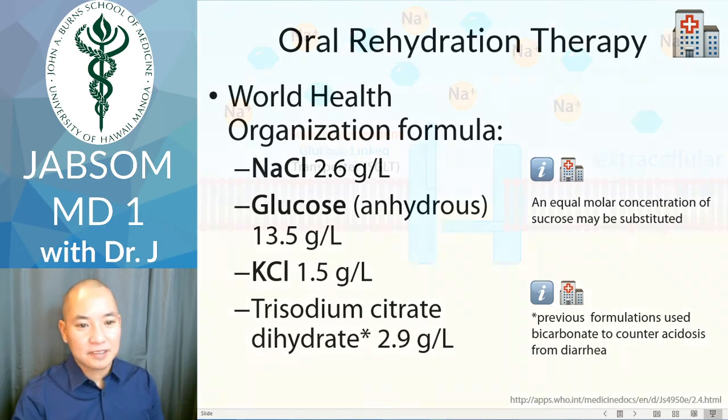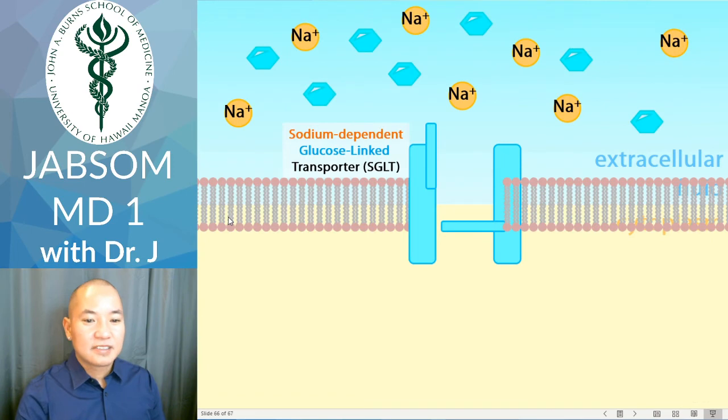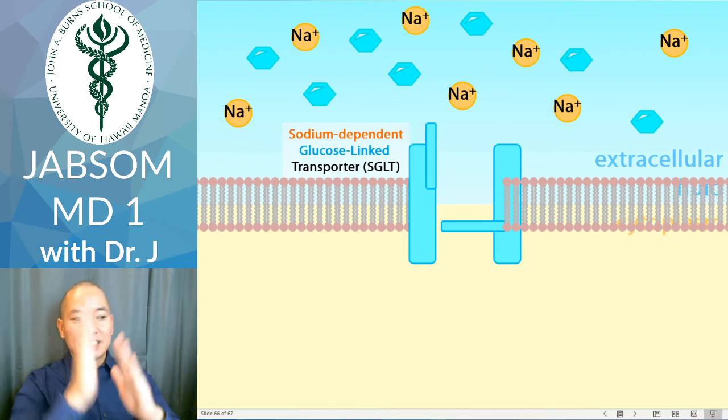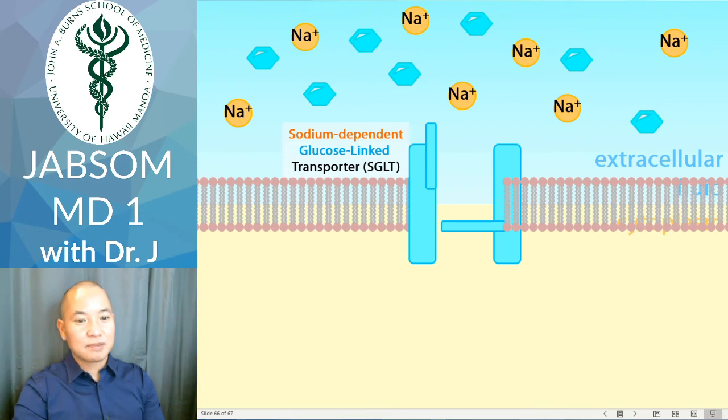Now what about that glucose? There's something called the sodium-dependent glucose linked transporters, the SGLT. In the previous example, those were examples of antiport. Like in the sodium-potassium exchange pump, sodium moves toward the outside and potassium moves toward the inside. So they're going in opposite directions. This is what we call antiport.